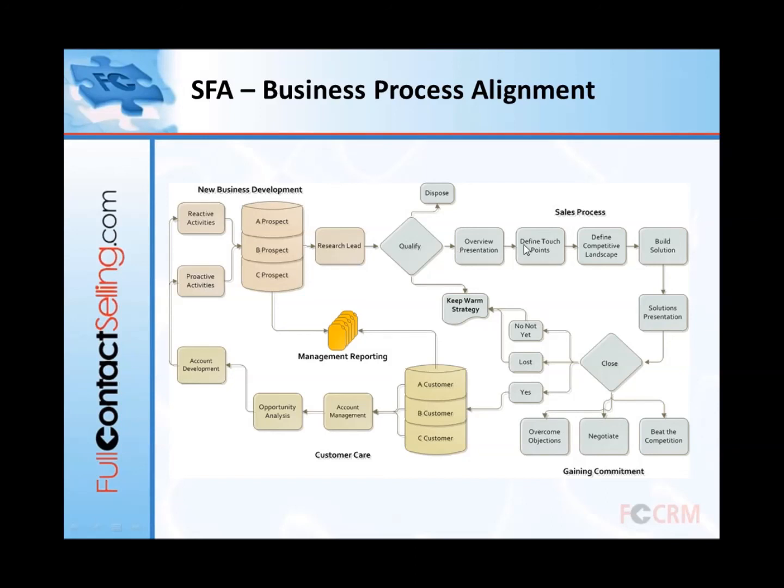And then if we are working on them, we may have a process defined where we do an overview presentation, define the touch points, define the competitive landscape, build your solution, do your solution presentation and close. And when you close, you overcome objections, negotiate, beat the competition. Then if you do this all right, one of 3 things will happen. Hopefully, yes, we close that business, or 2, we lose it. If we lose it, we want to know who we lost it to, right? We want to be able to define that. And then the big one in many organizations, no, not yet. It never did close. How do we keep it warm?